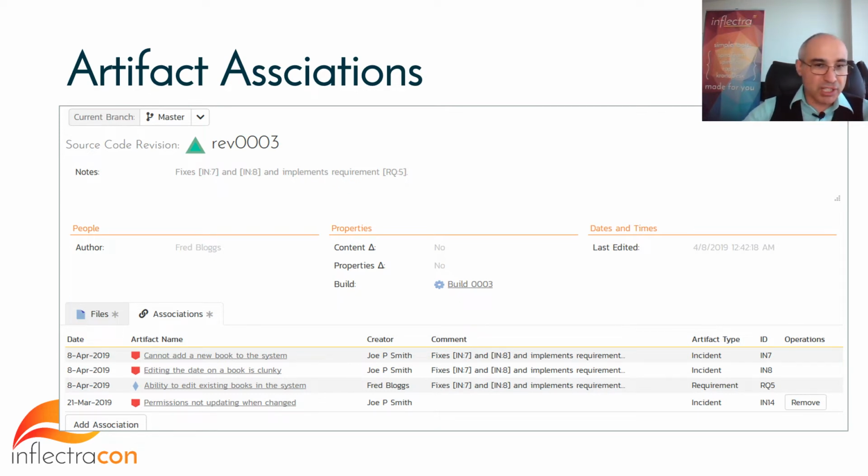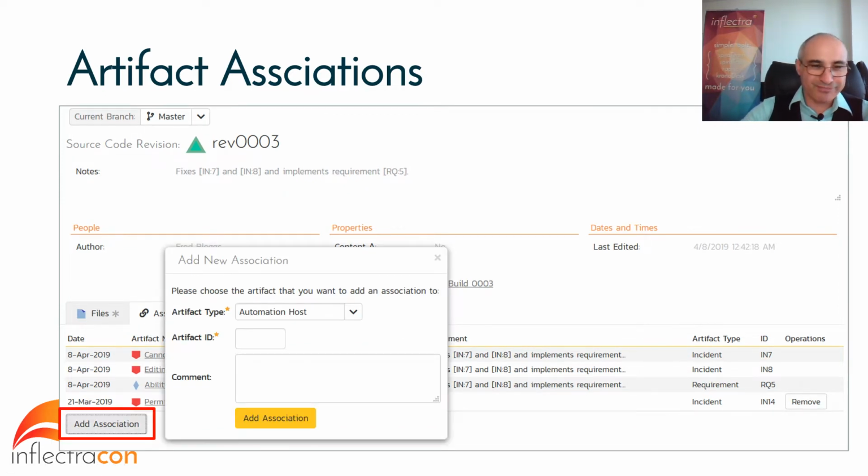You can do the addition of the association directly in the source code management tool just by simply putting in that special token, the IN number in square brackets or the RQ number. If you forget, don't worry, you can always add an association inside of Spira using the button, and that's stored in Spira natively, like that. You choose the artifact type, the ID, and the comment, and that gets added to the association list. So that way you can have traceability from revisions to artifacts in Spira.